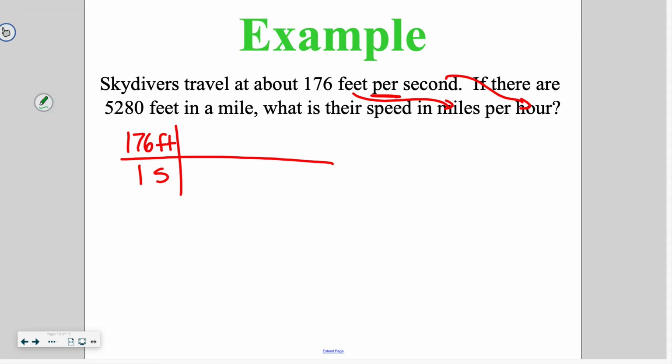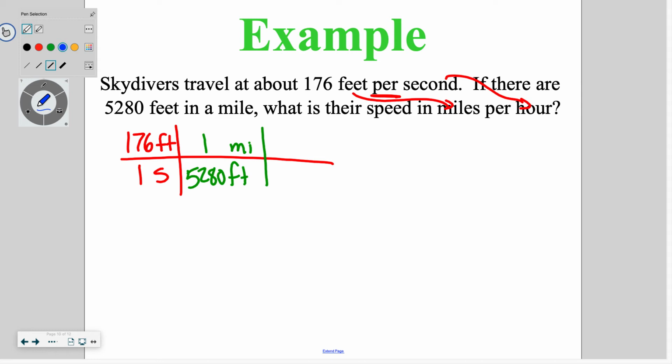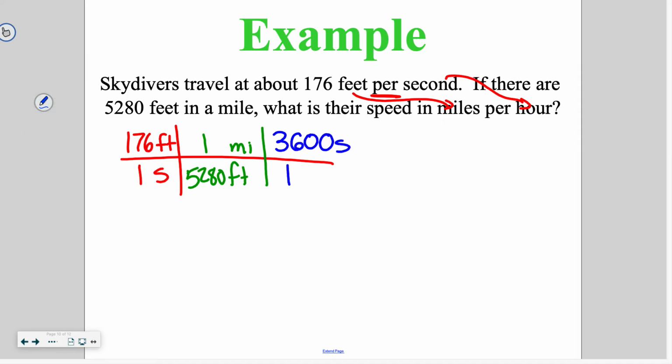I usually like to start with the one on top. So I'm going to get feet into miles, and based on what the problem tells me, there's 5,280 feet in 1 mile. Now we also need to get seconds into hours. If you look back on that conversion chart that I gave you at the beginning of this lesson, it said that there are 3,600 seconds in 1 hour. So what has happened now is we've converted our feet into miles and our seconds into hours, which is what we want for our answer.